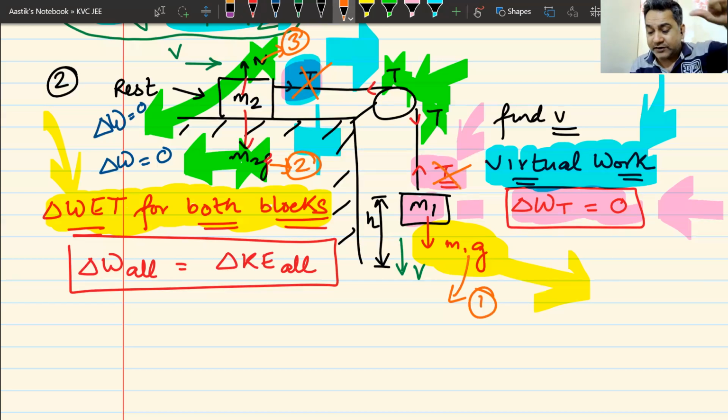So I don't have to take the work done by tension. Now, you know the work done by normal reaction, force number 3, is 0. The work done by weight, number 2, is also 0. Only one force remains. Can you now solve the question and tell me how the equation will look? I'll give you a minute. On the left hand side, I have work done by all forces. On the right hand side, I have the change in kinetic energy of all blocks.